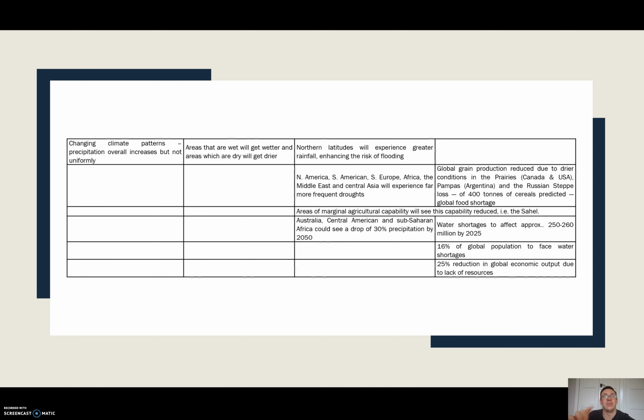Now, I apologise for the size of the text in this one. The PowerPoint's been kind of funny when I was trying to make it look somewhat appealing.